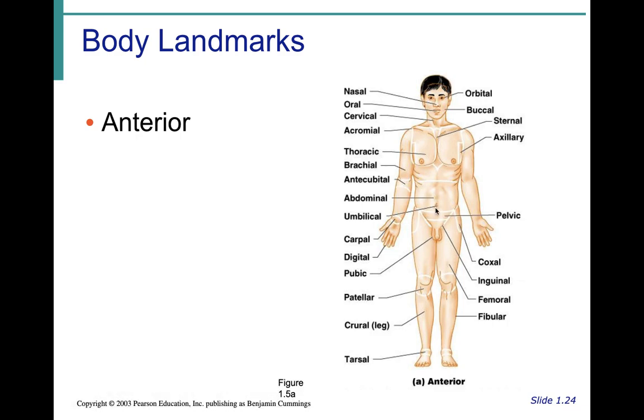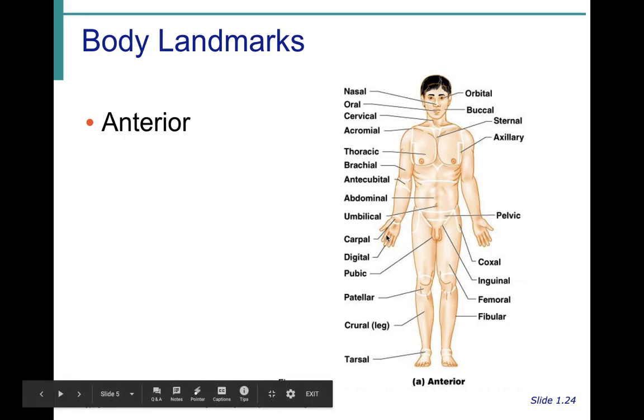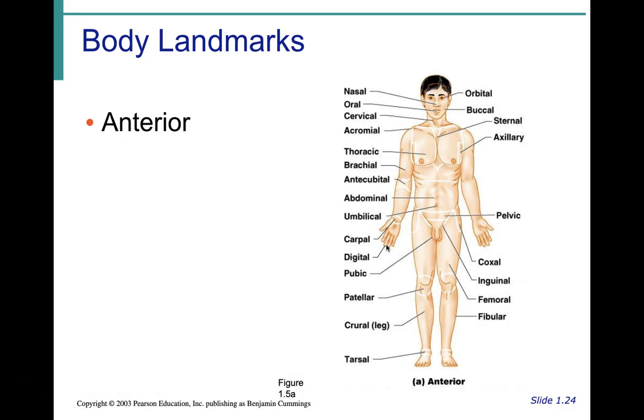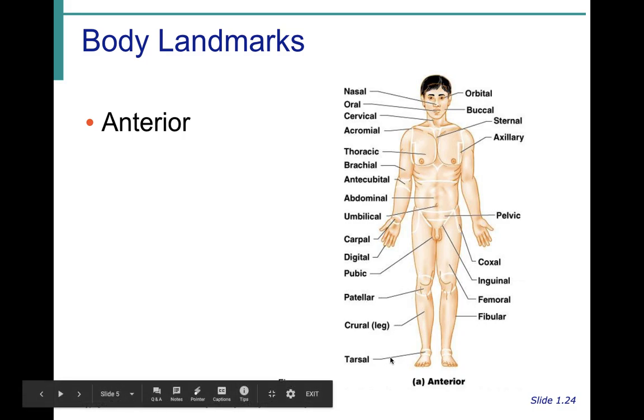Abdominal is the stomach. Most of these are logical. Umbilical stands for where the umbilical cord is. Carpal is your wrist. Tarsal is your ankle. Digitals or digits are your fingers. Pelvic is going to be the area where the pelvic bone is, where your hip bones go across. Pubic region. Coxal is on the side of the hip. Patellar, crural, tarsal. Crural basically is your shin bone.